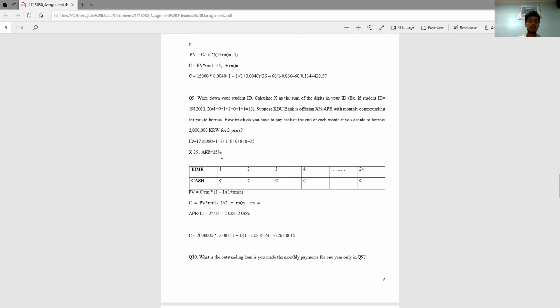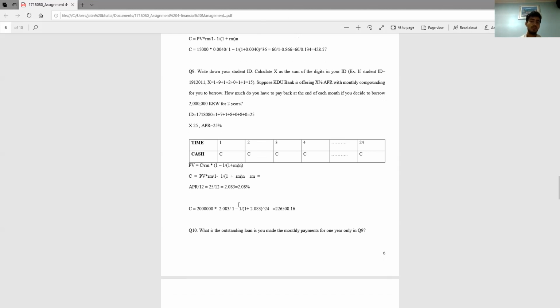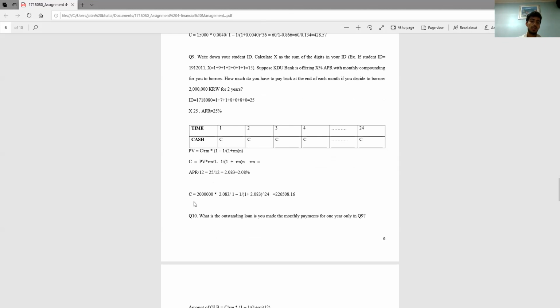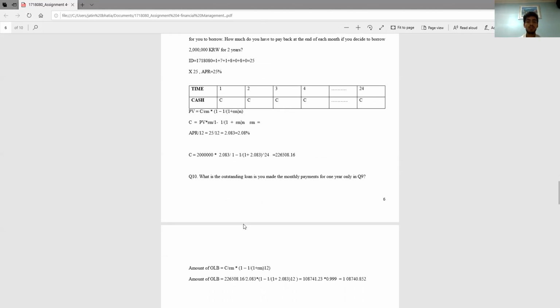Now the cash flow, and this is the formula. APR divided by 12 is equal to 2.083 percent, and C is equal to 20 lakh times 2.083 divided by 1 minus 1 plus 2.083 to the power 24, that is 2,26,508.19.